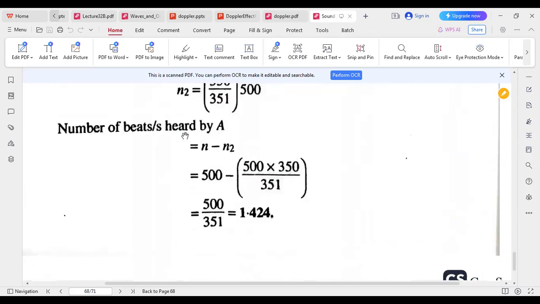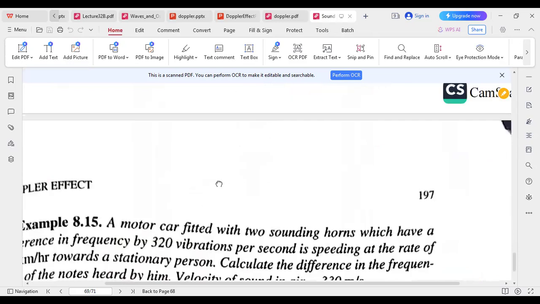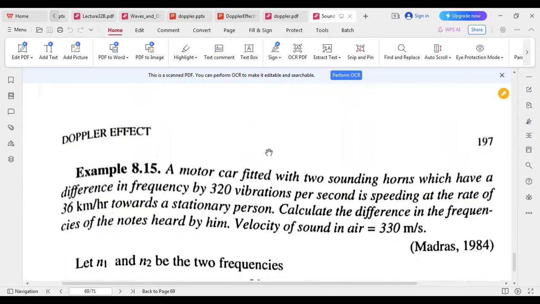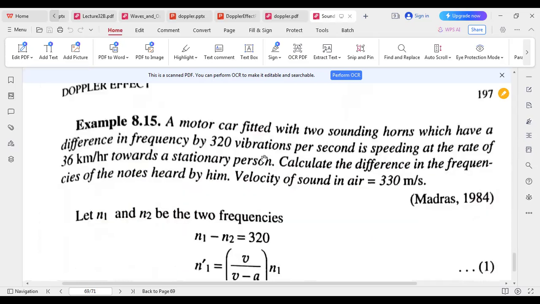Number of beats heard by A is n minus n2. Motor car, find, calculate the difference in the frequencies of the notes heard by him.